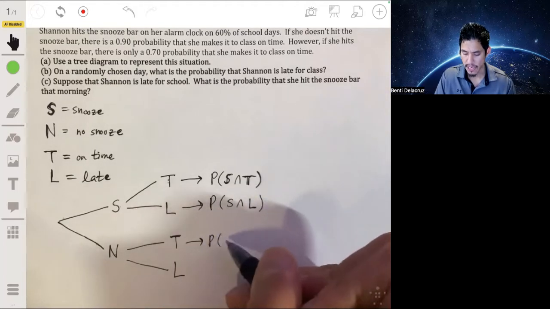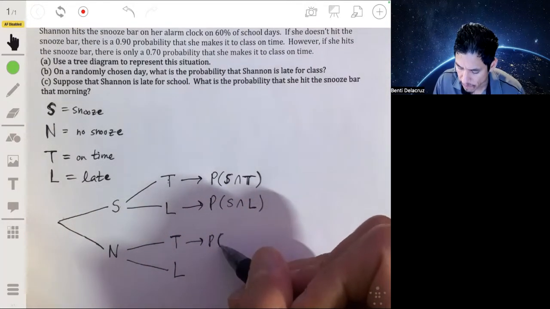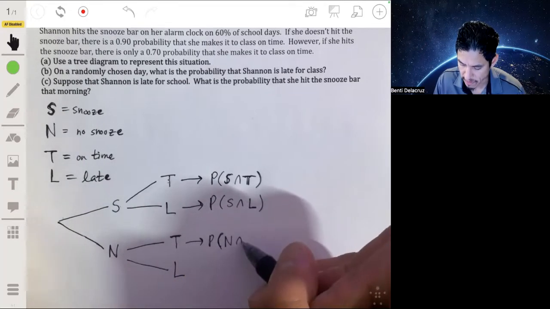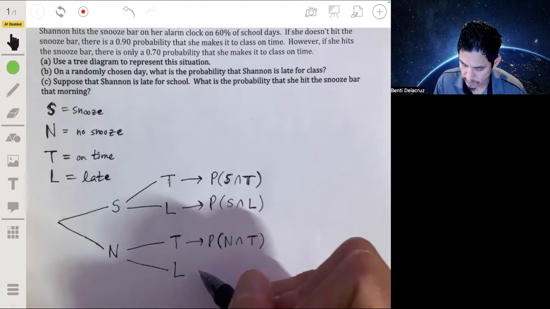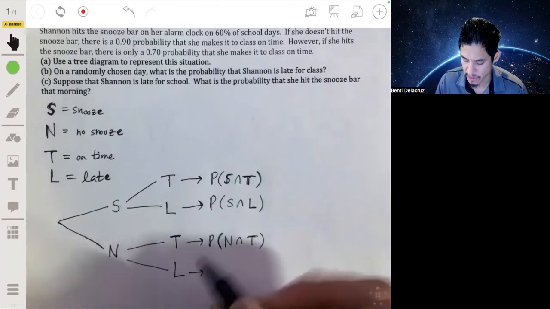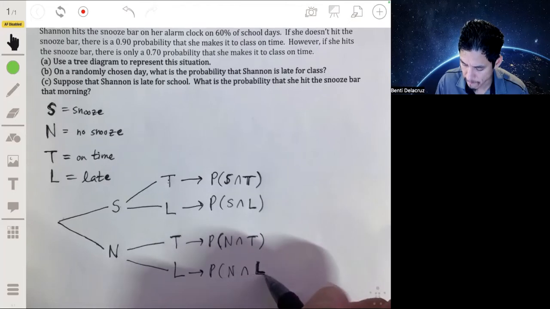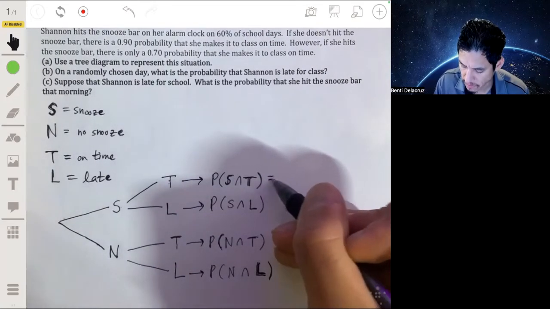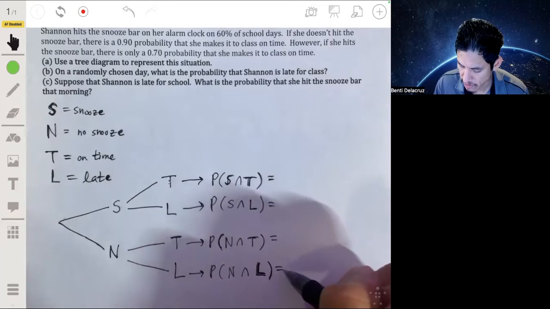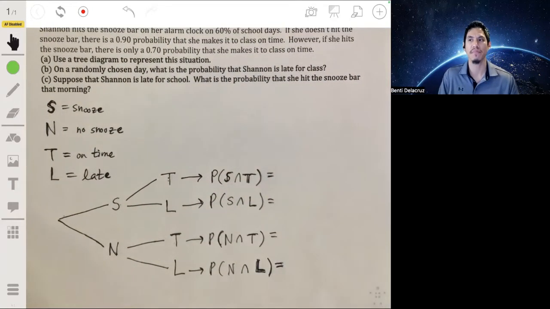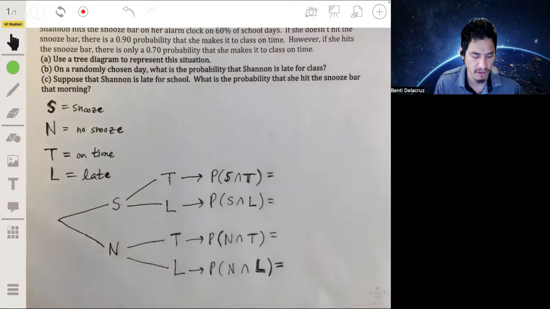Here we got the probability that she is not going to hit the snooze bar and she's on time, and the probability that she doesn't hit the snooze bar and is late. So no snooze and is late. So when I set up my tree diagrams and try to figure out all these probabilities, that's really going to help you figure out all the answers to the problems even before you know what the questions are, because this allows you to pretty much figure out everything if it's done right, obviously.